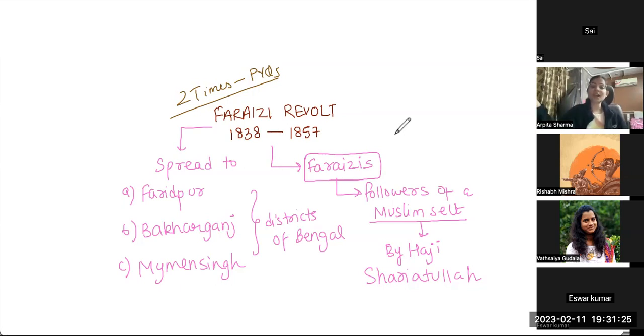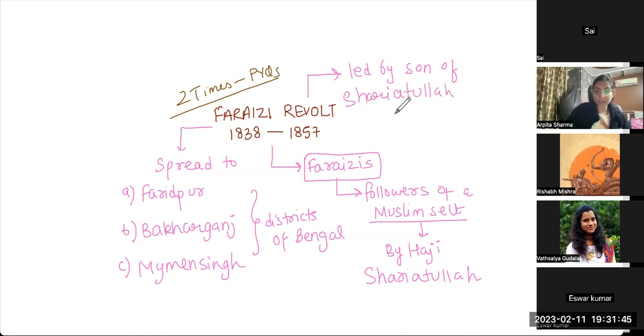The revolt was not led by Haji Shariatullah. The followers started this revolt. Those followers used to follow Haji Shariatullah as their spiritual leader. This revolt spread to Faridpur, Bakharganj, Maimansingh, which were the districts of Bengal. And this revolt was led by the son of Haji Shariatullah, whose name was Dadu Mia.